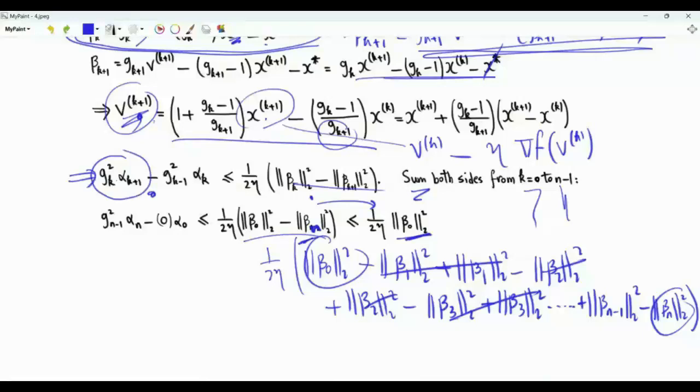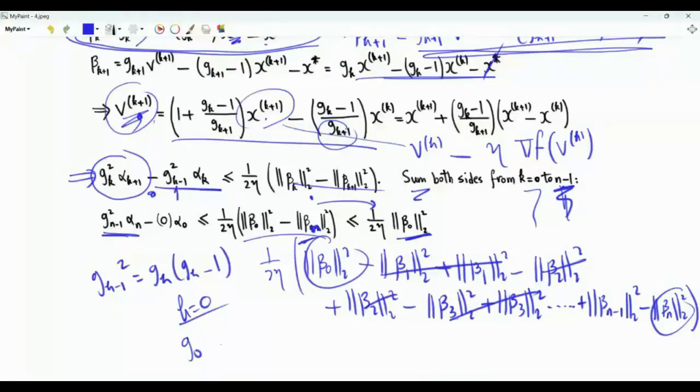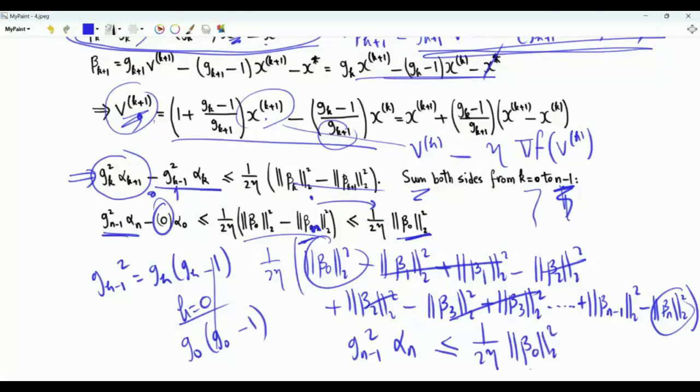We have g of k squared alpha k plus 1 when k is equal to its highest value n minus 1. We have g of n minus 1 squared alpha n. Then we have g of k minus 1 squared alpha k when k is equal to 0. This is alpha 0, but if we put k equal to 0 here, it is like we have g of minus 1. And what is g of minus 1? Recall that g of k minus 1 squared is equal to g of k times g of k minus 1. If k is equal to 0, we have g0 times g of minus 1. But g0 is equal to 1, so this is equal to 0. Our inequality becomes g of n minus 1 squared alpha n less than or equal to 1 over 2 eta, the L2 norm squared of vector beta 0.